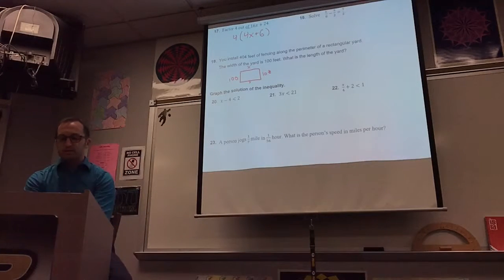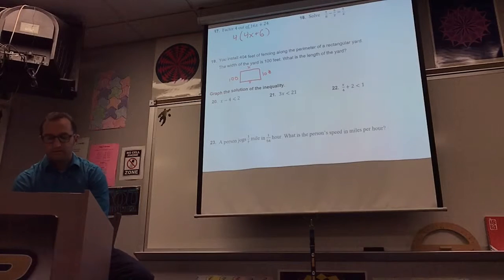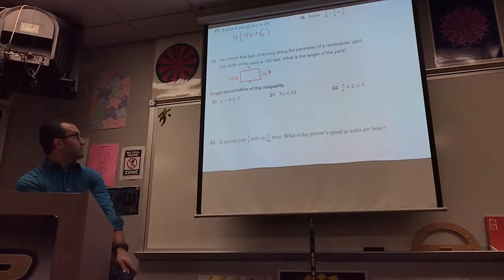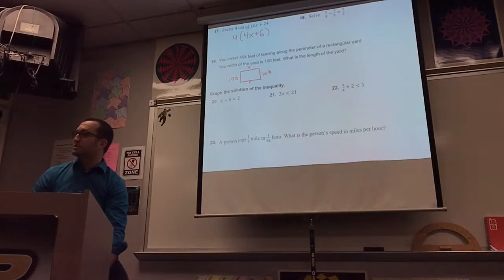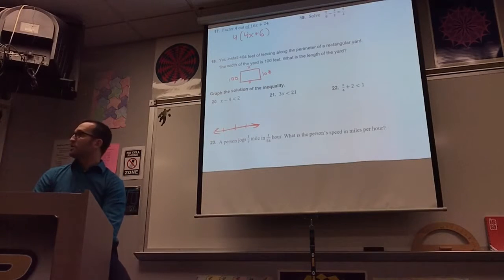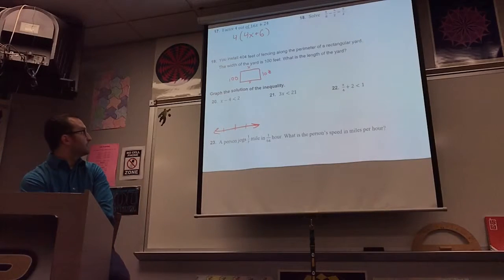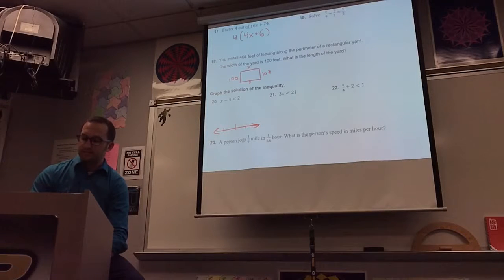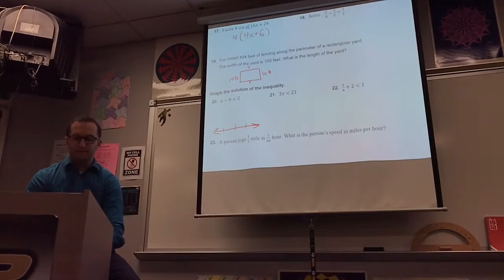I want to do number 20 so you guys know what I'm looking for on these. Number 20 says graph the solution of the inequality, which means we first need to solve it, right? When we graph a solution to an inequality, we graph it on a number line. So what do I need to do to both sides to get x by itself? Add 4 to both sides. And I'm left with x is less than 6. So let's remember how to graph that.